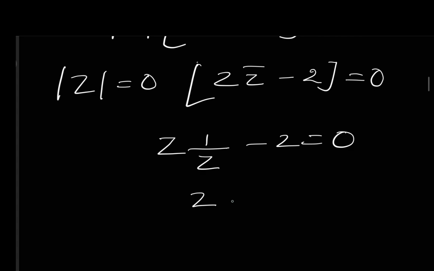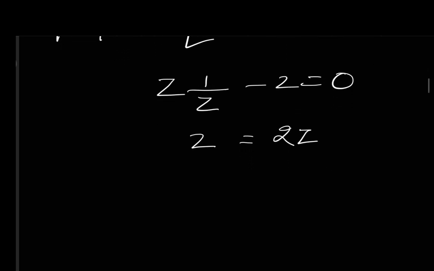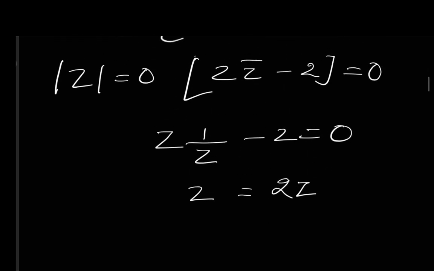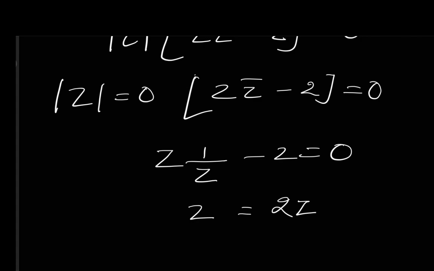So z is equal to, take this 2 to the other side, this 1 by z goes to the other side. Z is equal to z bar. One small correction here: just keep this as z bar itself.